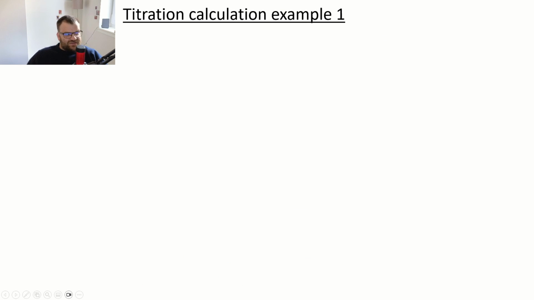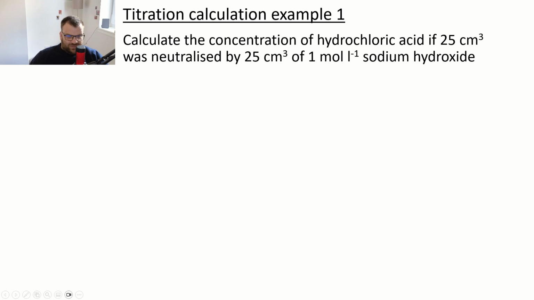In some questions, you'll be asked to use information about chemical 1 to determine information about chemical 2. One example would be here, we're asked to calculate the concentration of hydrochloric acid if 25 centimeters cubed was neutralized by 25 centimeters cubed of 1 mole per liter sodium hydroxide. In these types of questions, we want to decide which chemical should we start with and why. Which one are we asked to talk about at the very end? Well, we're asked about hydrochloric acid. We'll need to start with the sodium hydroxide. Another way of doing it is which one are we told more information about? Well, we have a volume and concentration for sodium hydroxide. So we're going to start with that one.